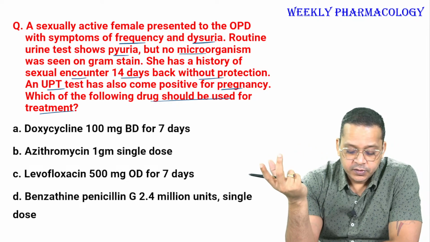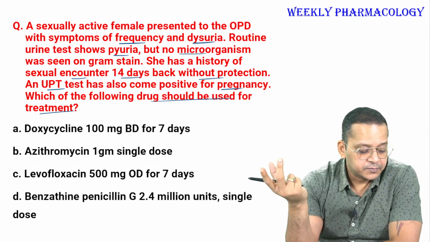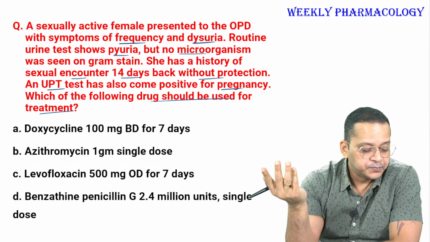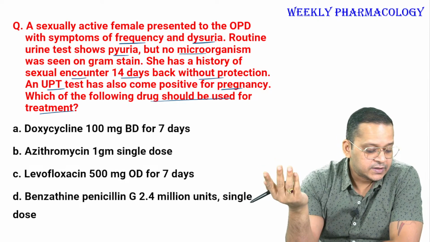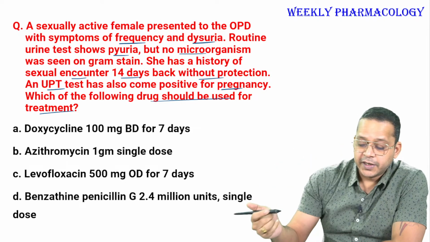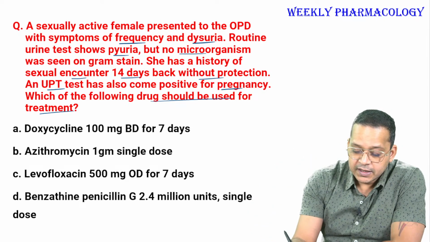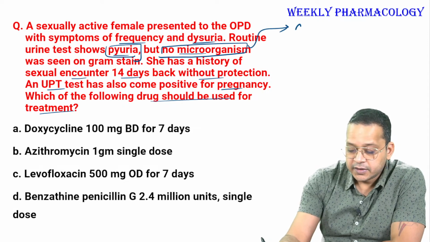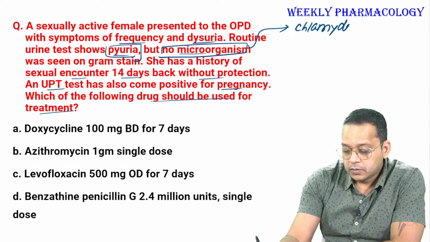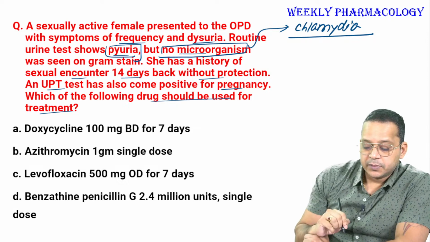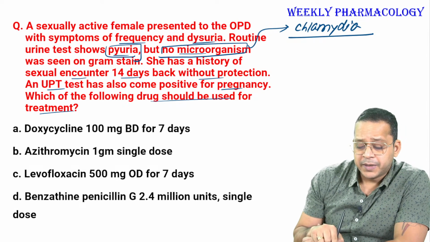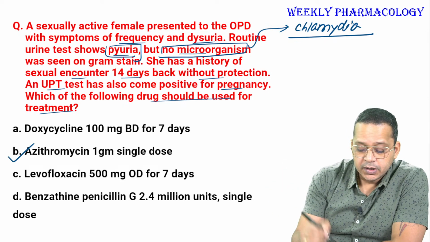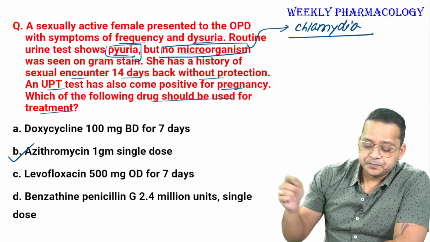Right, so it's a simple MCQ because the UPT is positive. PCM is safe in pregnancy. Yes, paracetamol is safe, but why paracetamol? It's a simple MCQ. All right, so excellent, guys. Naveen Prabhu has even given the diagnosis here. If there is no microorganism, but there is pyuria, this is characteristic of chlamydia infection. For chlamydia, if she would not have been pregnant, I would have gone for option A, that is doxycycline. But since she is pregnant here, I'll go for azithromycin 1 gram single dose.